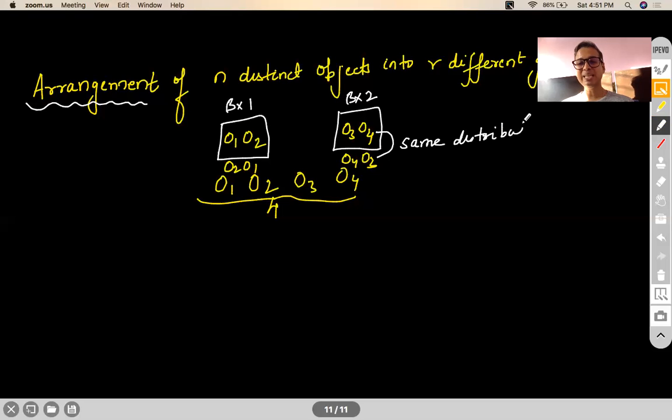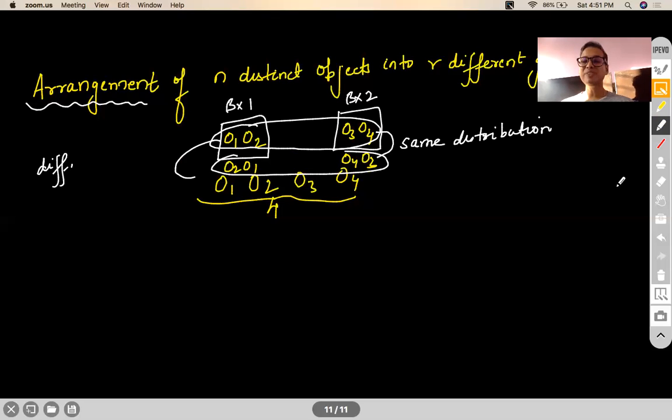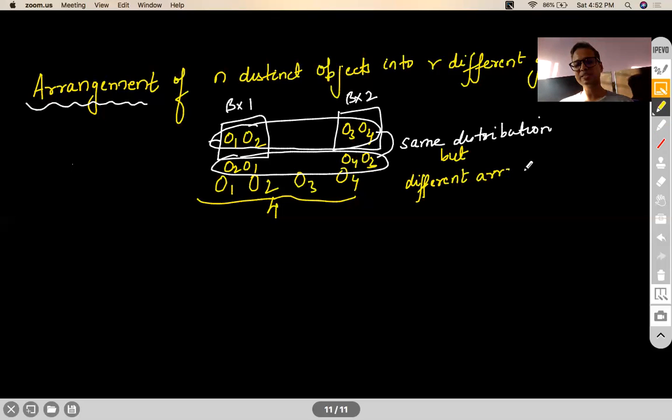So they are said to be the same distribution. But these two are said to be different arrangements. So these two distributions are the same distribution, but they are different arrangements. Let me write it down here. Please get this right: they are different arrangements. Are you getting my point?